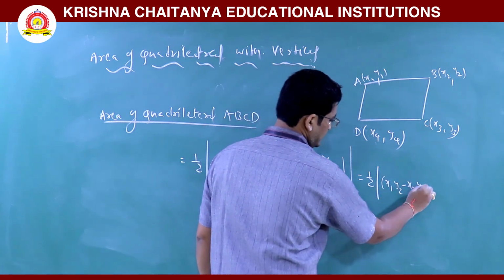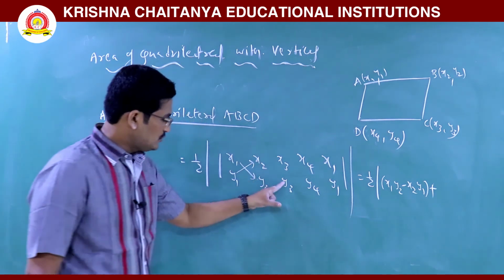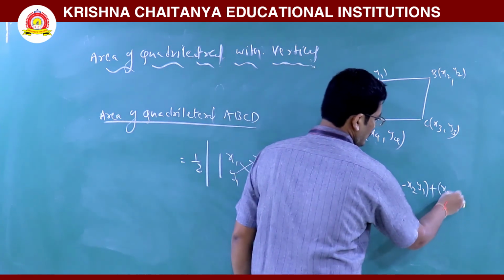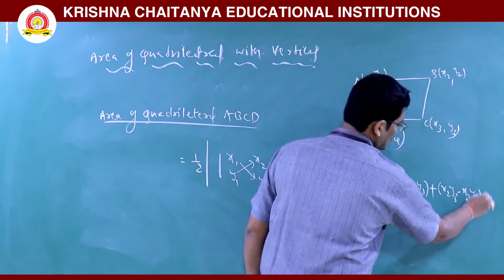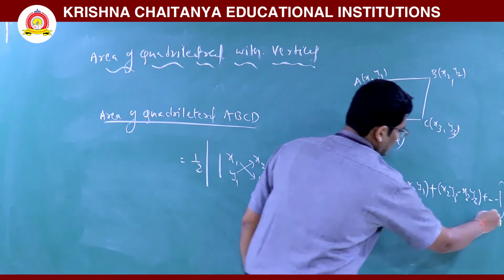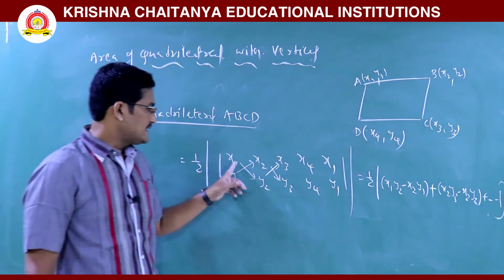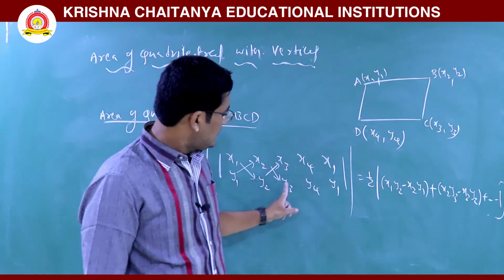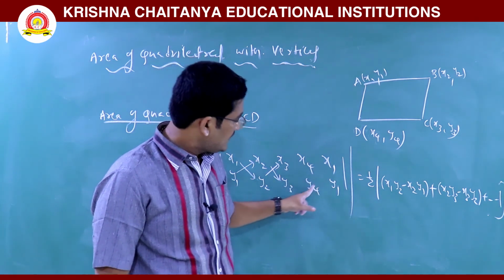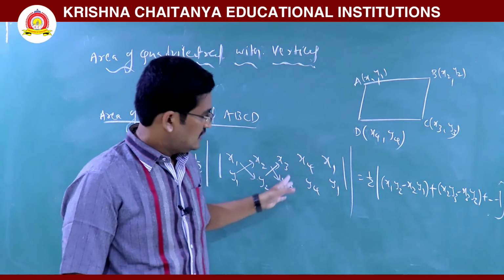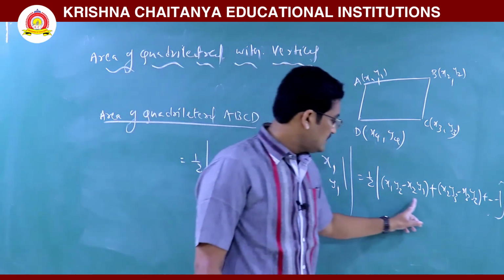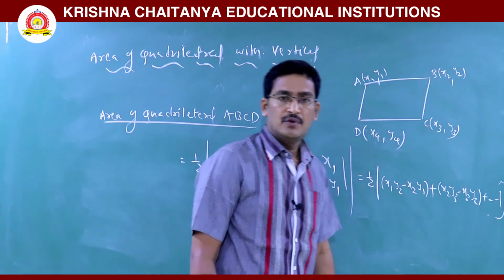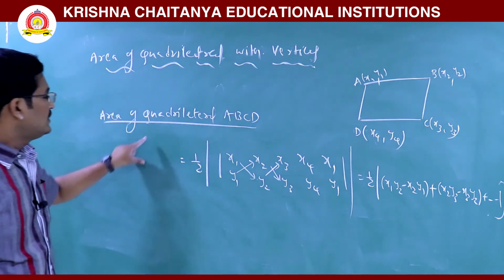x1 y2 minus x2 y1, plus next x2 y3 minus x3 y2, plus and so on, up to the end. You have to write like this: x1 y2 minus x2 y1 plus x2 y3 minus x3 y2 plus x3 y4 minus y3 x4 plus x4 y1 minus y4 x1. Up to the end, write in the similar way. Then calculate this, take the modulus, and divide by 2. Then you will get the area of quadrilateral ABCD.